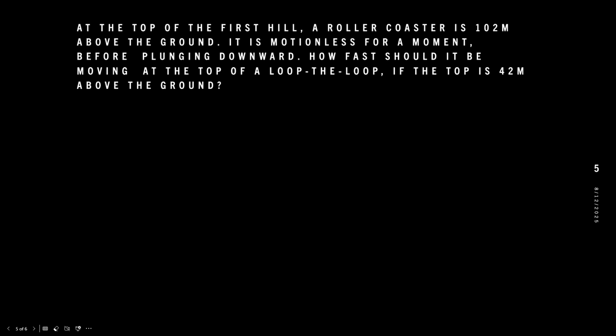Problem number 4. At the top of the first hill, a roller coaster is 102 meters above the ground. It is motionless for a moment before plunging downwards. How fast should it be moving at the top of the loop-de-loop if the top is 42 meters above the ground? So let's start by drawing the picture. We could draw the first hill and then draw a loop like that. Draw a box for the roller coaster before and after.